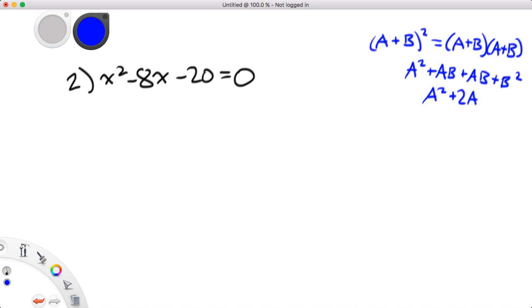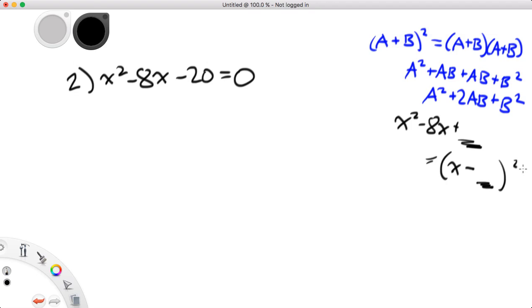Okay, great. So now, let's see what happens when we solve the next one by completing the square. So number 2 says that x squared minus 8x minus 20 is equal to 0. All right then, so we've got to complete the square. What does that mean? I know I did this just the other day, but let's do a refresher.